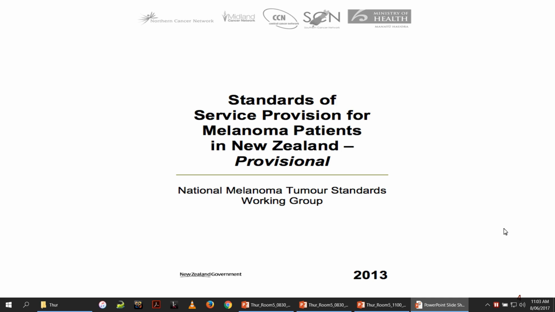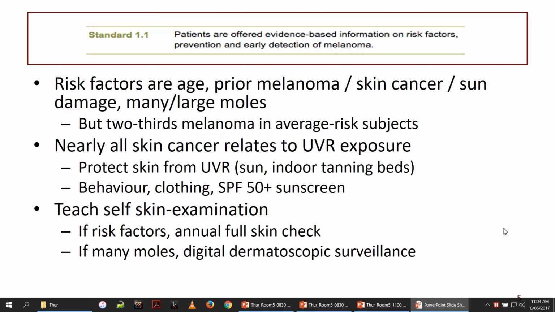For example, it says that we will see patients within 14 days in public hospitals, and you know that that's quite impossible. But that is the intention. So the standards include many things that are of relevance to primary care.